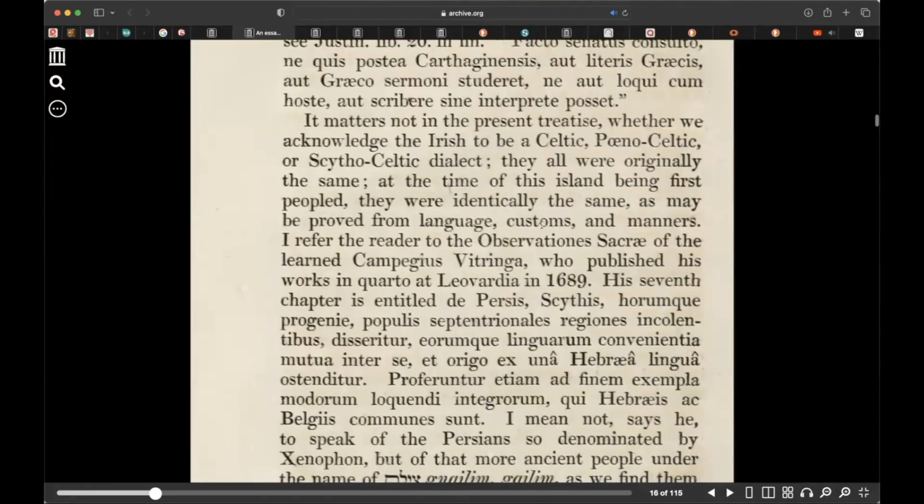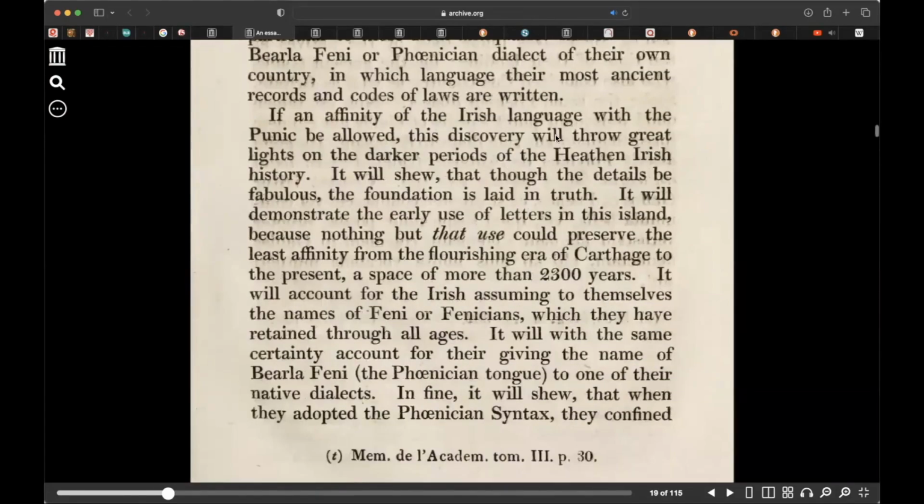It matters not in the present treatise whether we acknowledge the Irish to be a Celtic, Pheno-Celtic, or Scytho-Celtic dialect. They all were originally the same, speaking Paleo-Hebrew. At the time of this island being first peopled, they were identically the same, as may be proved from language, customs, and manners. If an affinity of the Irish language with the Punic be allowed, this discovery will throw great lights on the darker periods of the heathen Irish history. It's going to change history. It will show that though the details be fabulous, even though it seems crazy, the foundation is laid in truth. It's true they were speaking Hebrew.